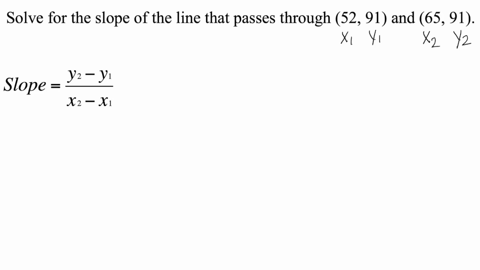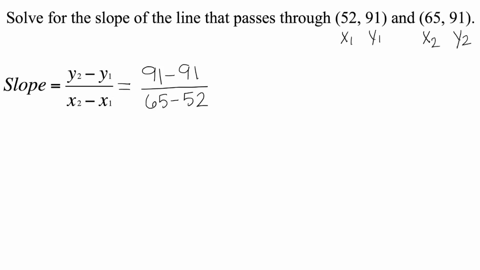The slope of this line equals 91 subtract 91 divided by 65 subtract 52.